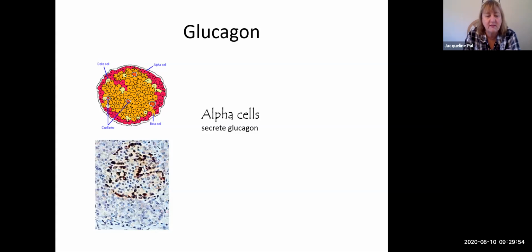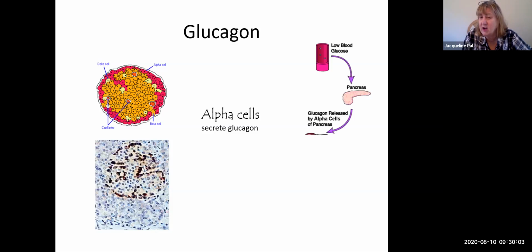Yes, you do need to know islets of Langerhans. Yes, you do need to know alpha cells is where glucagon comes from, and that insulin's going to come from a different cell type. So here's what happens.